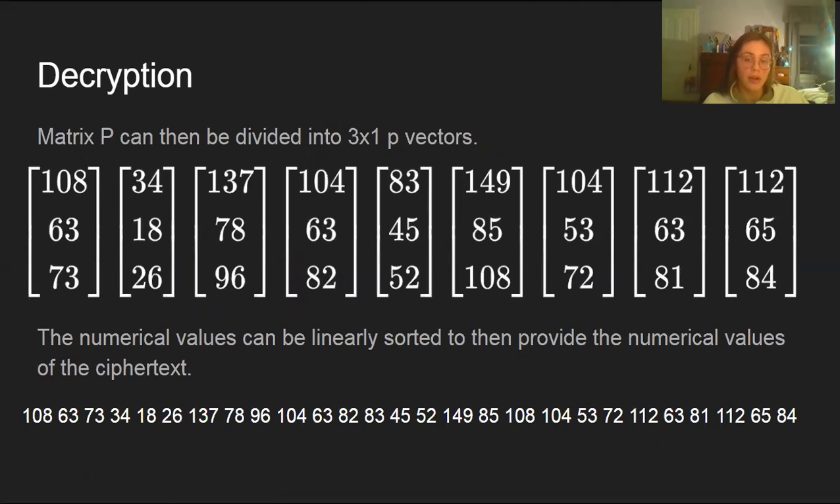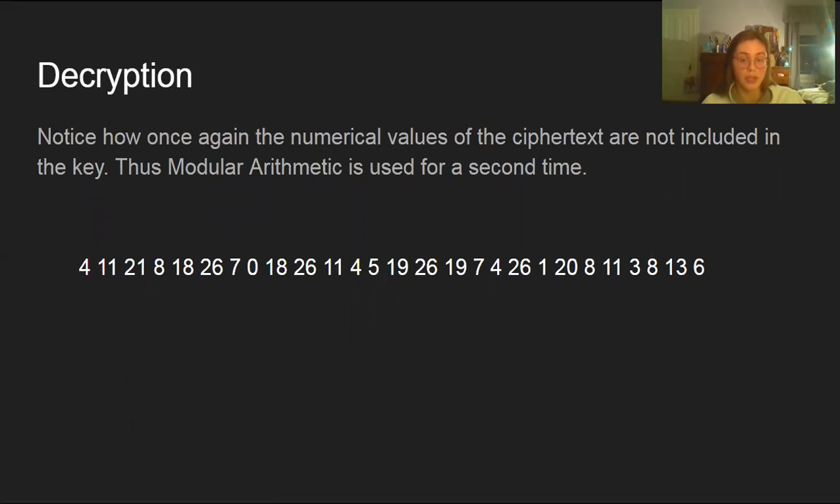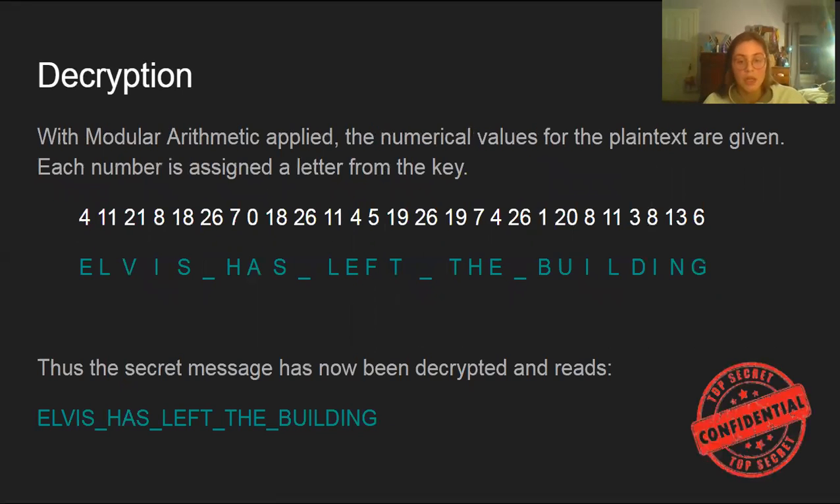So the matrix P will be divided into 3 by 1 P vectors, and once again, these values will be linearly sorted. Below you can see that these numbers are really, really big. Once again, they don't fit into the key, so we will use modular arithmetic. And this is the sequence after modular arithmetic has been applied. Now, once again, we use the key and we coordinate each number with the letter. And then our secret message has been decrypted and it reads, "Elvis has left the building." So that was my presentation and I hope you guys enjoyed.